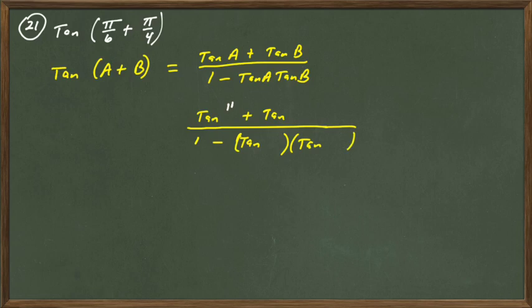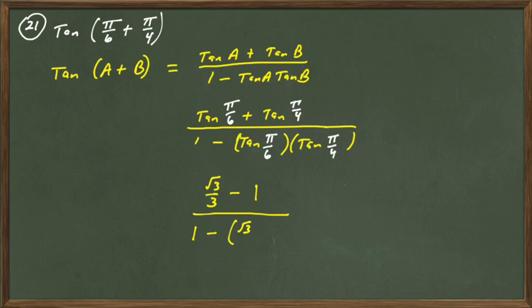Now all I have to do is fill in A and B. What is A? Pi over 6. So wherever I see the A, I put a pi over 6. What's B? So where I see the B, I put the pi over 4. Now, the tangent of pi over 6 is going to be on your trig table, or maybe you know it. I believe it is radical 3 over 3. How about tangent of pi over 4? It's just a 1.